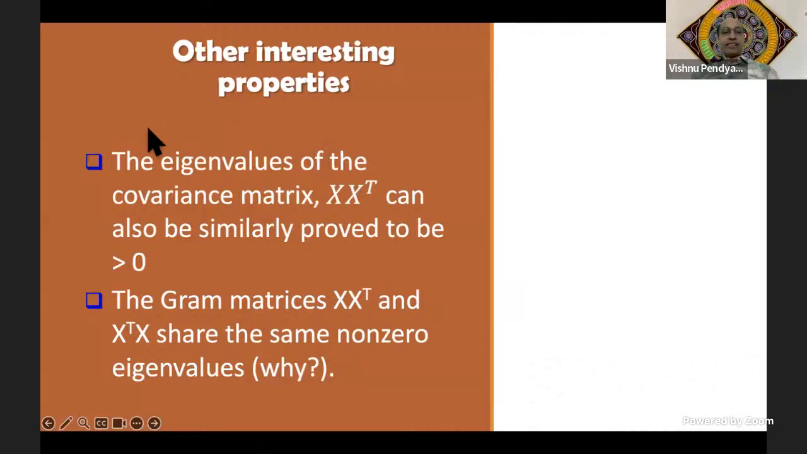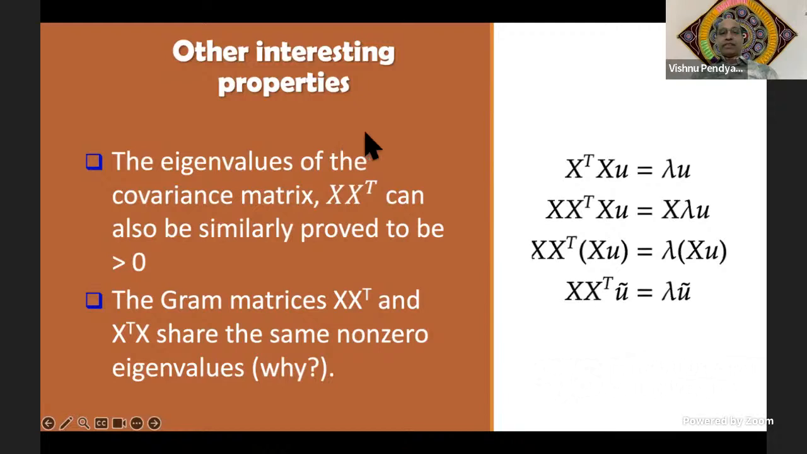Other interesting properties of the eigenvalues of the covariance matrix, which I already mentioned: X times X transpose is the covariance matrix, and similarly you can prove that the eigenvalues of the covariance matrix are also positive. Gram matrix, affinity matrix, they all mean the same. X transpose X is the kernel matrix and X times X transpose is the covariance matrix. And both of them share the same non-zero eigenvalues. Why? Because of this.